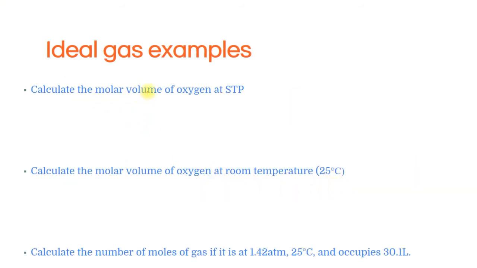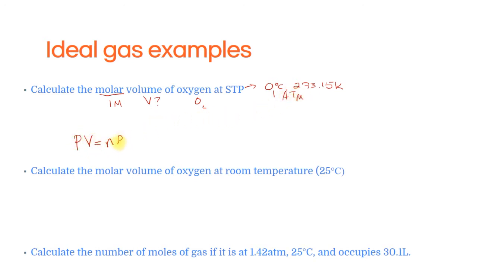So this says to calculate the molar volume of oxygen at standard temperature and pressure. So molar means 1 mole. We're searching for volume. It's O2. And STP has special meaning. I have to know this for the test, okay? So you've got to know that it means 0 degrees Celsius, which is the same as saying 273.15 K. And it means exactly 1 atmosphere of pressure.